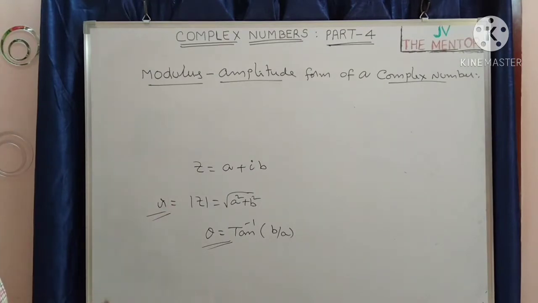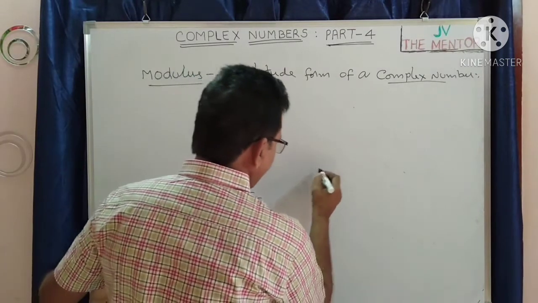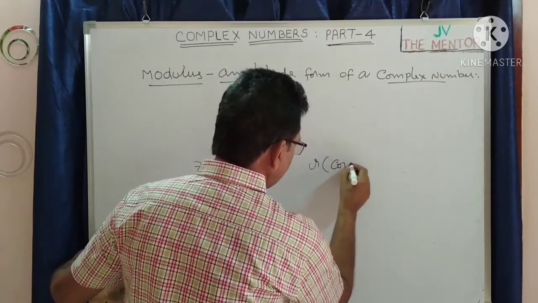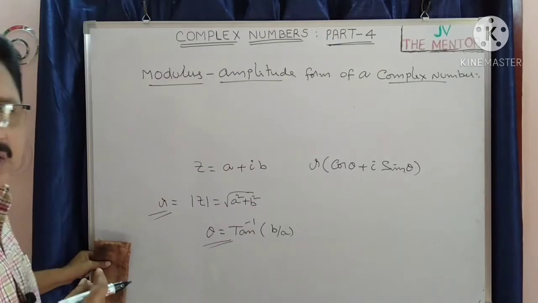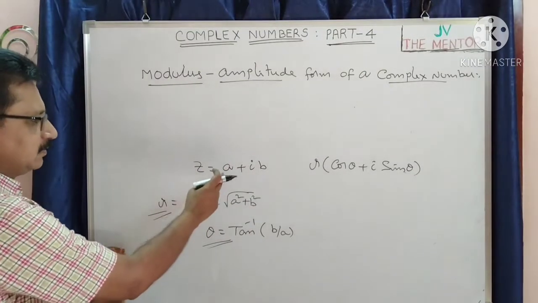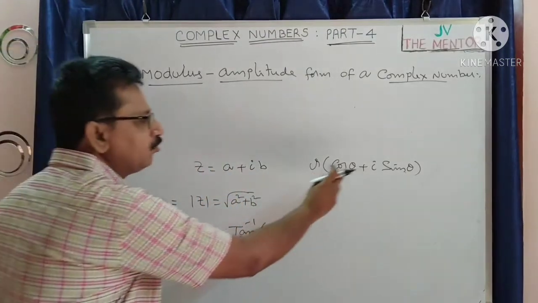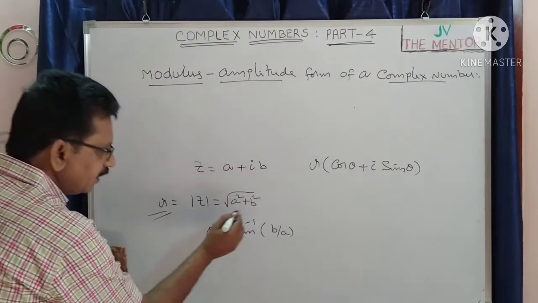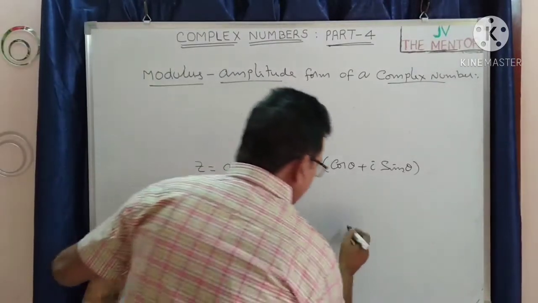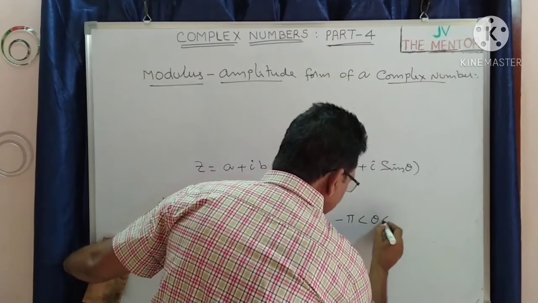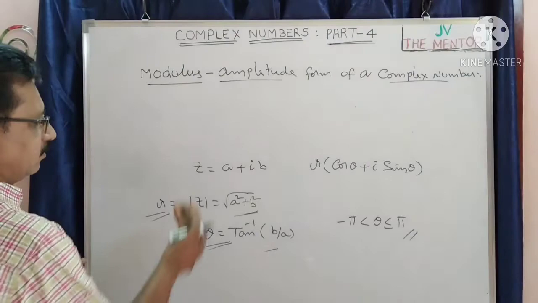Now the modulus amplitude form of a complex number z equal to a plus ib is r into cos theta plus i sin theta, where r is root of a square plus b square and theta is tan inverse b by a. And also minus pi is less than theta less than or equal to pi. This is the interval of theta. Write down.